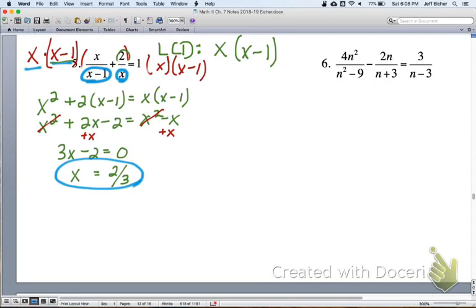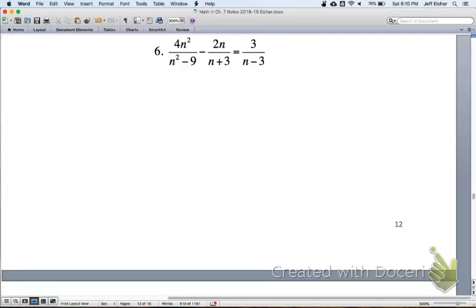On to number 6. On number 6, I'd like to see if you're able to factor the denominator in the first fraction and identify the lowest common denominator. After you do that, see if you can multiply through and get the first step after multiplying all the fractions. So pause this video and see if you can do those steps.